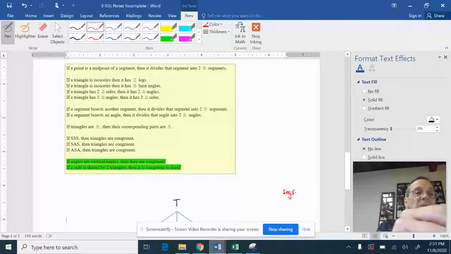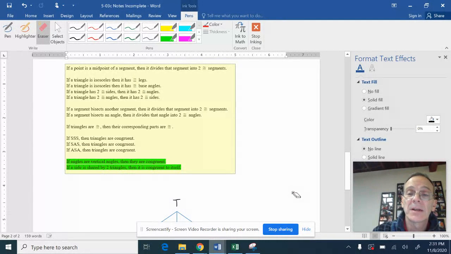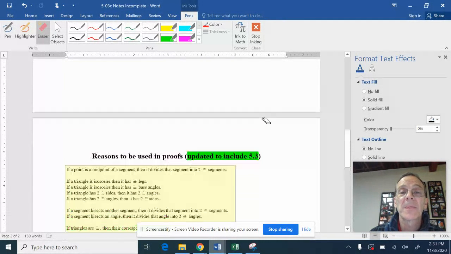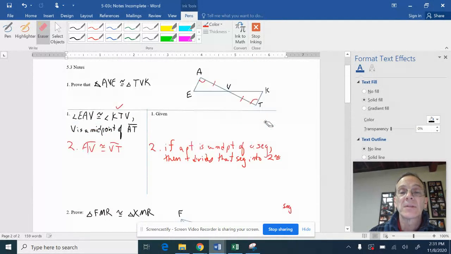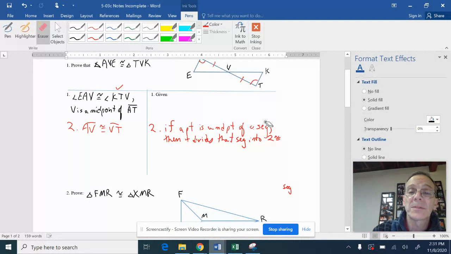Oh my goodness, I do not understand why my screen freaks out like that from time to time. Come on, eraser, where are you? Oh, and now my stylus has gone dead again. Come on. Into two congruent segments. All right, I don't think that's going to happen again. Two congruent segments. That's the reason, right?